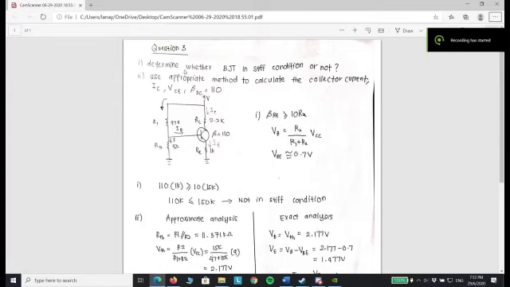Hi, my part for the assignment is question 3. So let's have a look at the question. This is the circuit for question 3. And the first question is, determine whether the BJT is in stiff condition or not.